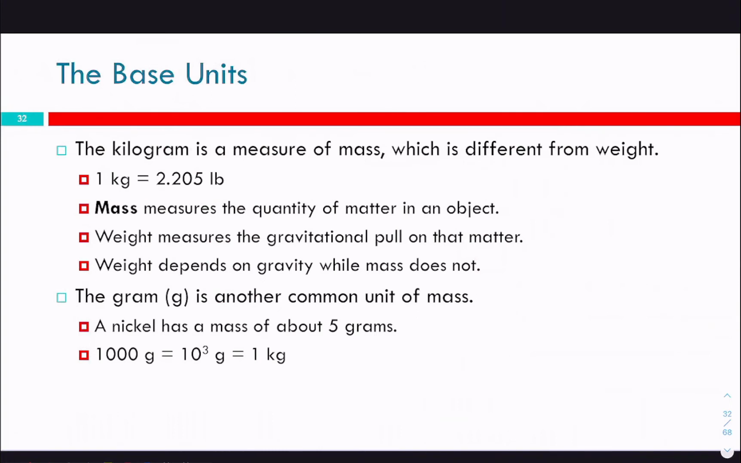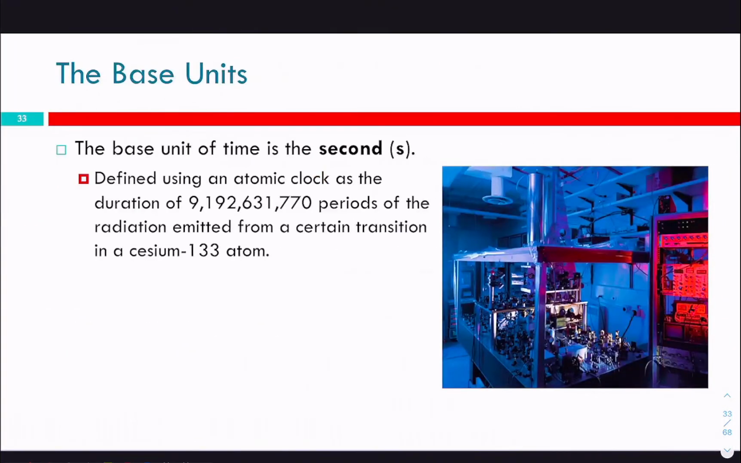For reference, a nickel has a mass of about 5 grams. 1 milliliter of water is 1 gram. So the base unit of time is the second. This is another one that's cool. You've heard of atomic clocks. Atomic clocks are using cesium-133, and they're measuring essentially the vibration of that cesium-133. Every 9 billion vibrations of that, or radiation emissions, that is 1 second. And that's how we've defined it.